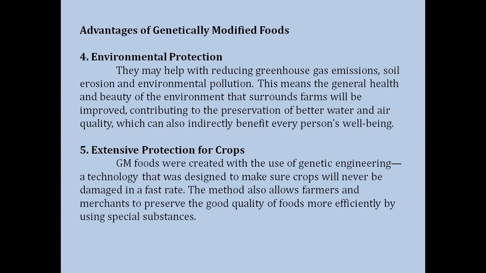Next is the extensive protection for crops. Extensive protection for crops is created with the use of genetic engineering. That means a technology that was designed to make sure crops will never be damaged at a fast rate. So once you have developed genetically modified foods, you have designed the genome in such a way that your crop surely will not be damaged at a fast rate. So that is confirmed. This is also a very important point, extensive protection of the crop.